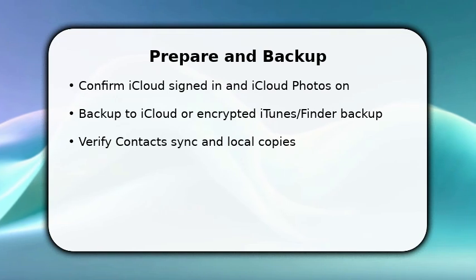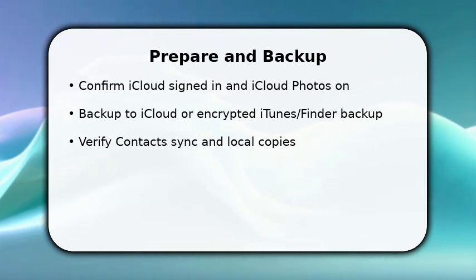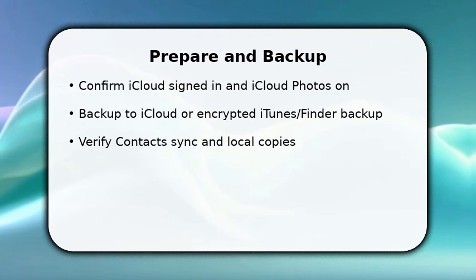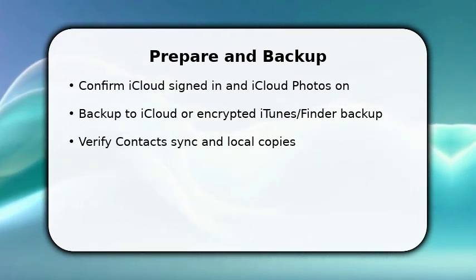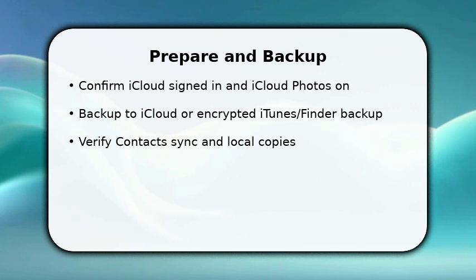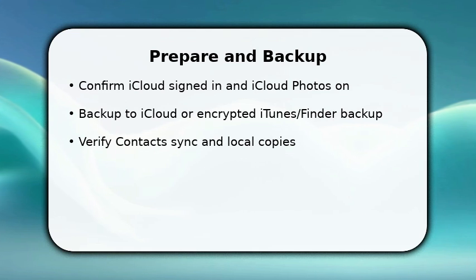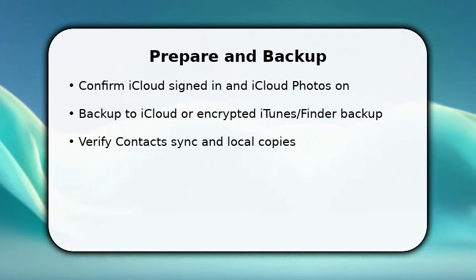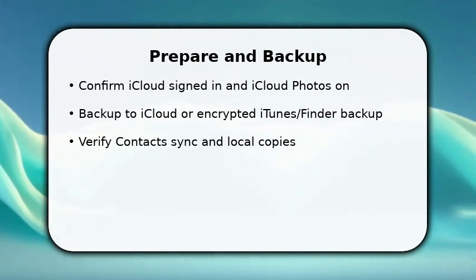You start by making sure your data is safe. First, confirm you're signed into iCloud and that iCloud photos and contact syncing are enabled so items are already in the cloud. Next, create a full backup. Use iCloud Backup or plug into a computer and make an encrypted iTunes/Finder backup. Encrypted saves passwords and health data. Once the backup completes, check that photos appear at iCloud.com and contacts are listed, making sure you can restore them later.